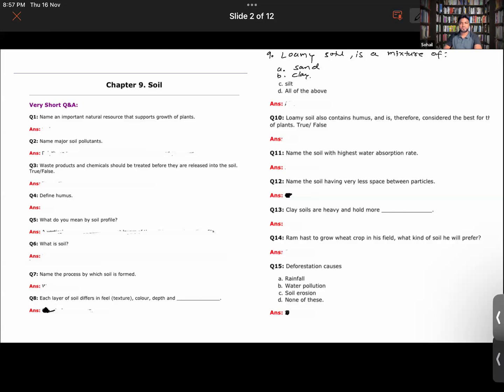In the types of soils, gravel is also included, right? Not in types of soil, but when we talk about the different rock particles, gravel will be there. Okay, sir.